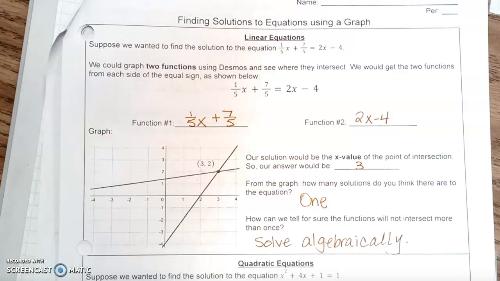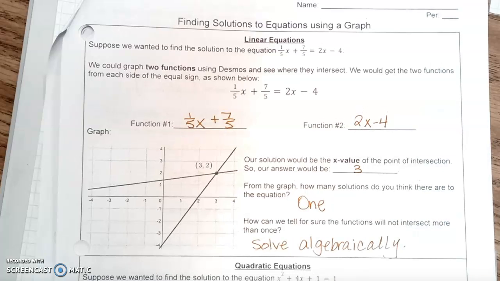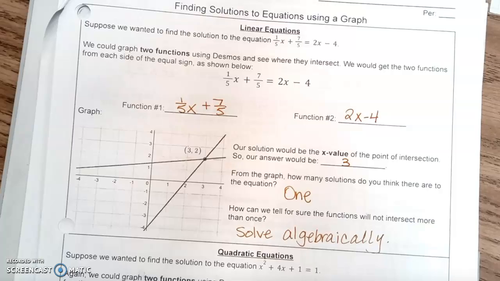All right. It says, how can we tell for sure the function will not intersect more than once? In this case, they clearly don't have the same slope. They're clearly not the same line. So they're only going to intersect once. Or you could solve it algebraically, and that would also let you know that it's only going to intersect once. Any questions on that first part? That's like Algebra 1 type stuff.